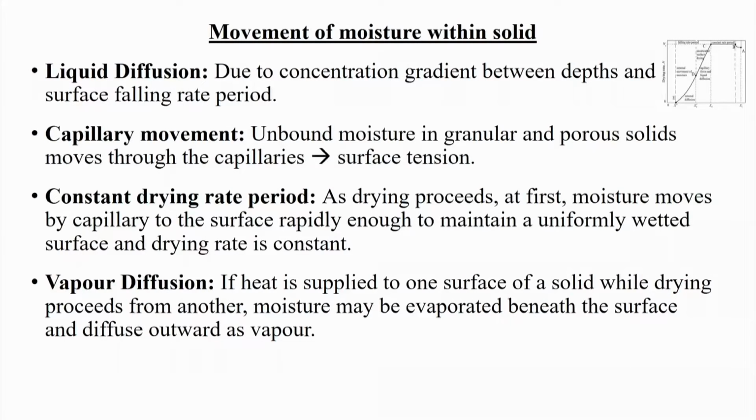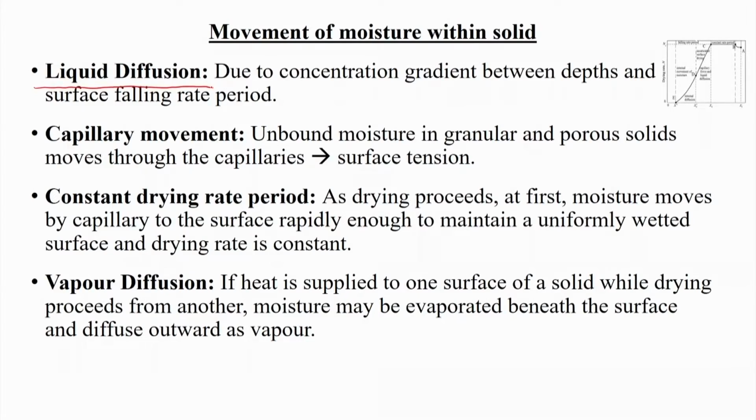Now we will be discussing in detail the movement of moisture within the solid. There are 4 different ways of moisture movement within the solid. We will be discussing all the diffusion mechanisms from this wet solid, and the prevailing conditions required for each type of movement. The first one is liquid diffusion, which is due to the concentration gradient between the depth and the surface.